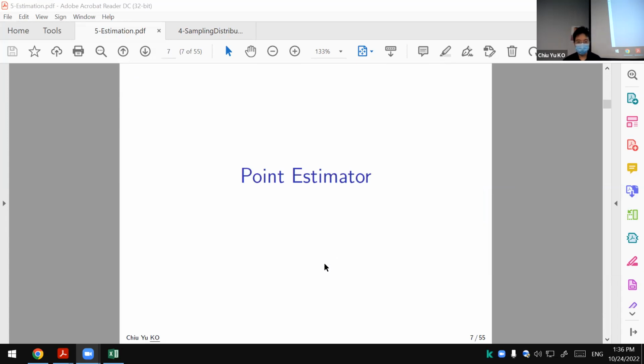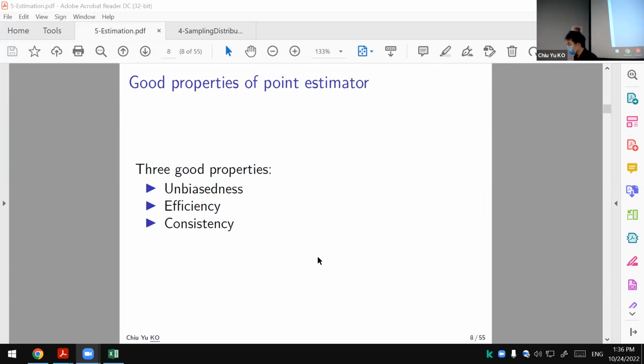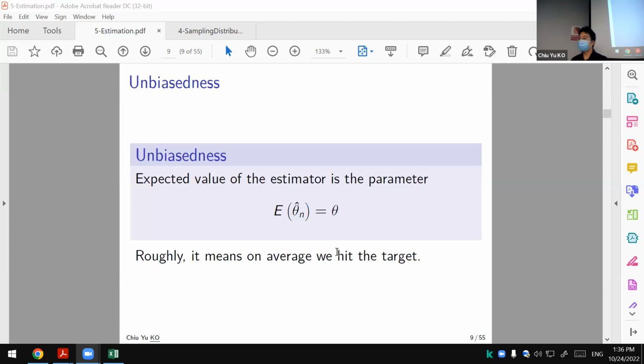Let's get started with the point estimator. By this we justify why we have x bar and s square as the estimators. We will try to do it by saying there are three properties of a good point estimator: unbiasedness, efficiency, and consistency. So let's see this one.